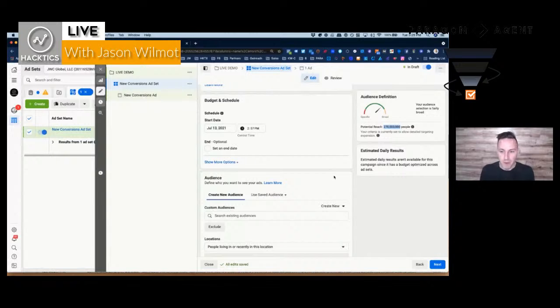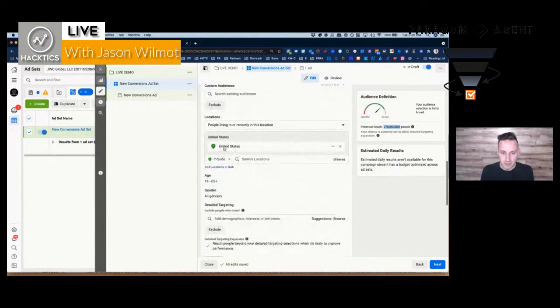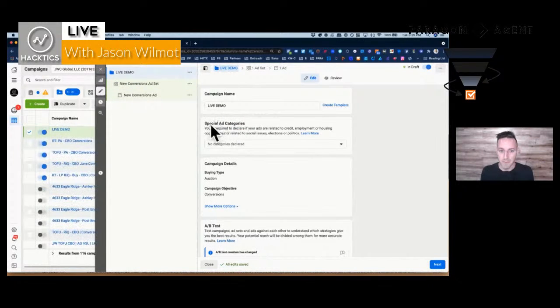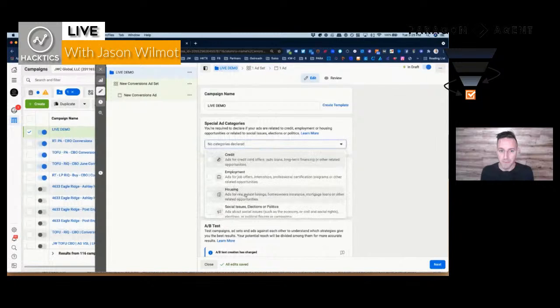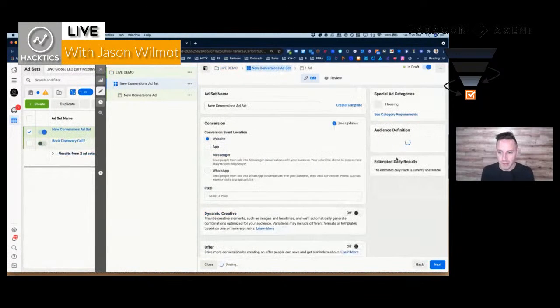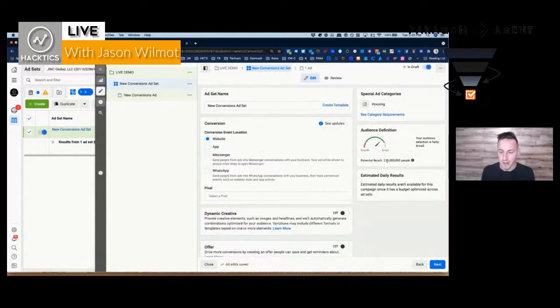One of the things that you need to do is determine where we are going to be advertising. So this is probably a zip code. If we are in a special ad category, we actually have to run it under housing. And housing limits a lot of the things that we can target. So I'm going to select housing. We have to run these under a housing category, otherwise we're going to get in trouble by the Facebook gods, right?